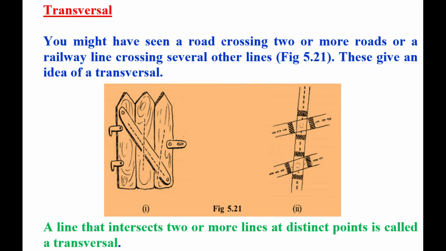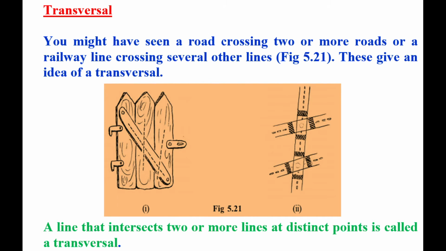Next we will see transversal. You might have seen a road crossing. Two or more roads or a railway line crossing several other lines. See the figure 5.21. These give an idea of transversal. You see the gate, road crossing. Here you see two roads, and another road crosses the two roads.